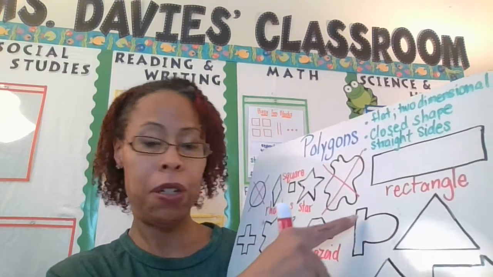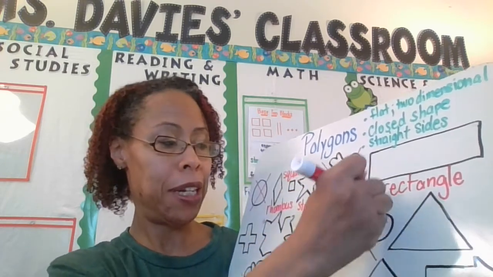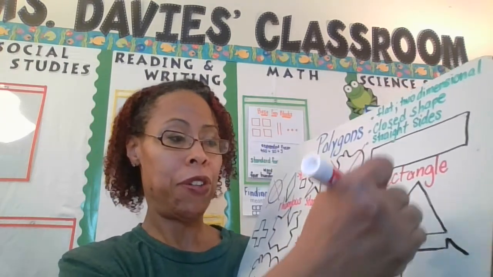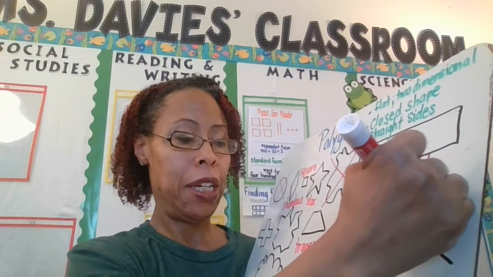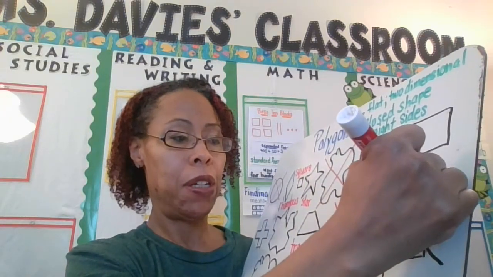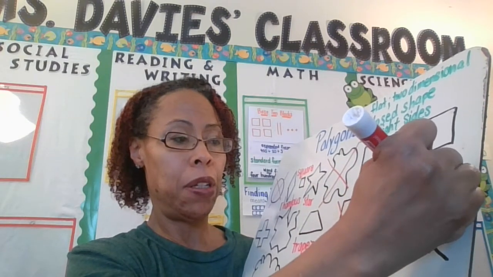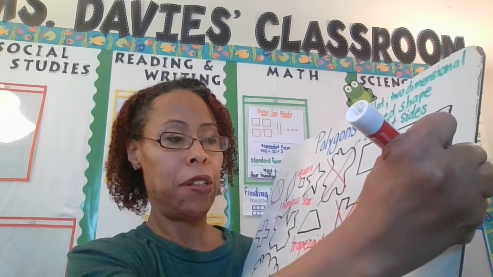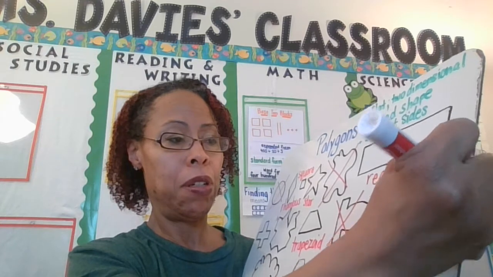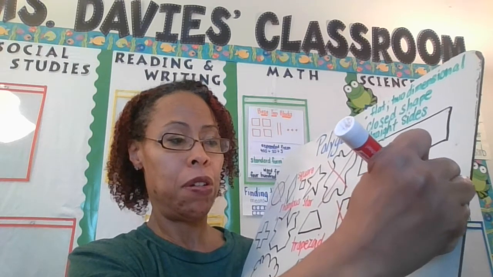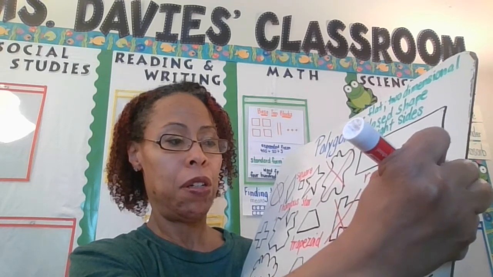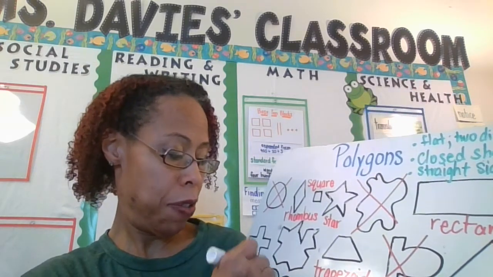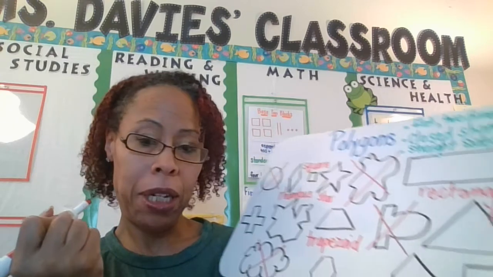Okay, this one has a curve, so it is not a polygon. Meets the criteria. We have our triangle, and this is the equilateral triangle. Equilateral, meaning all sides being equal. Equilateral triangle. All right, has curves? Nope, is not a polygon.